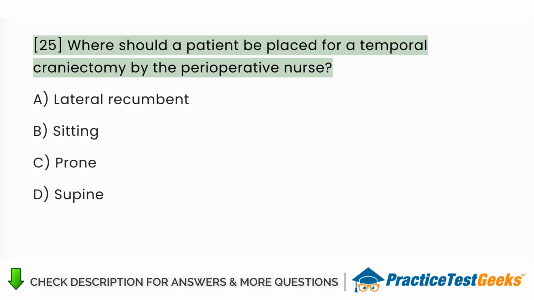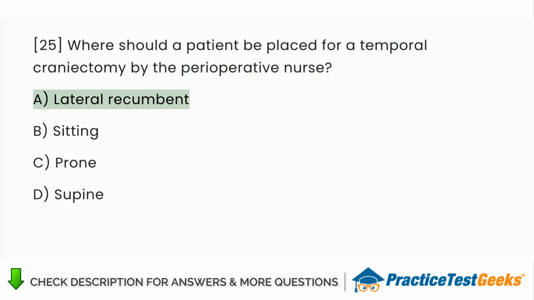Where should a patient be placed for a temporal craniectomy by the perioperative nurse? A. Lateral recumbent. B. Sitting. C. Prone. D. Supine.